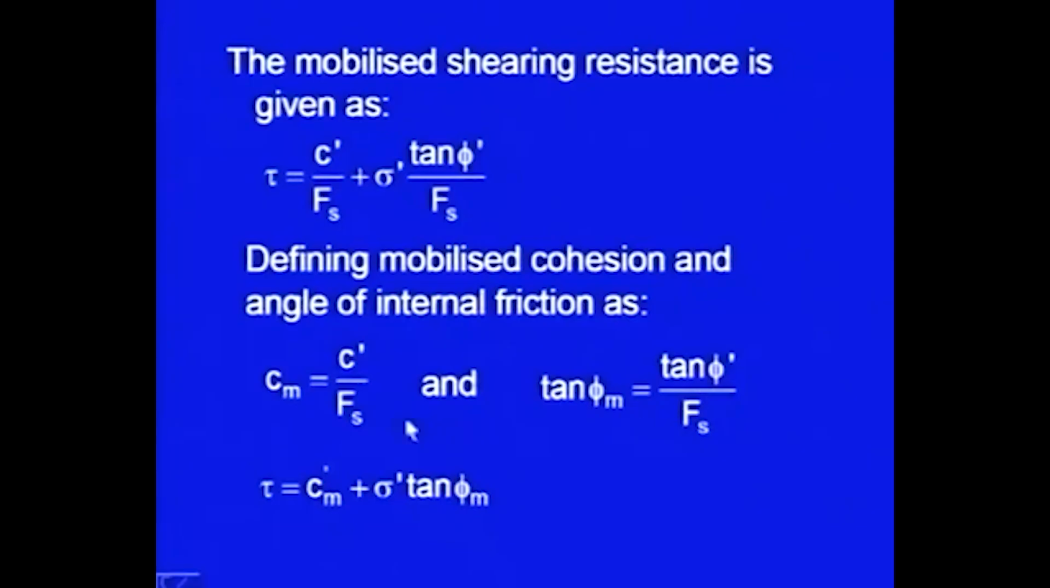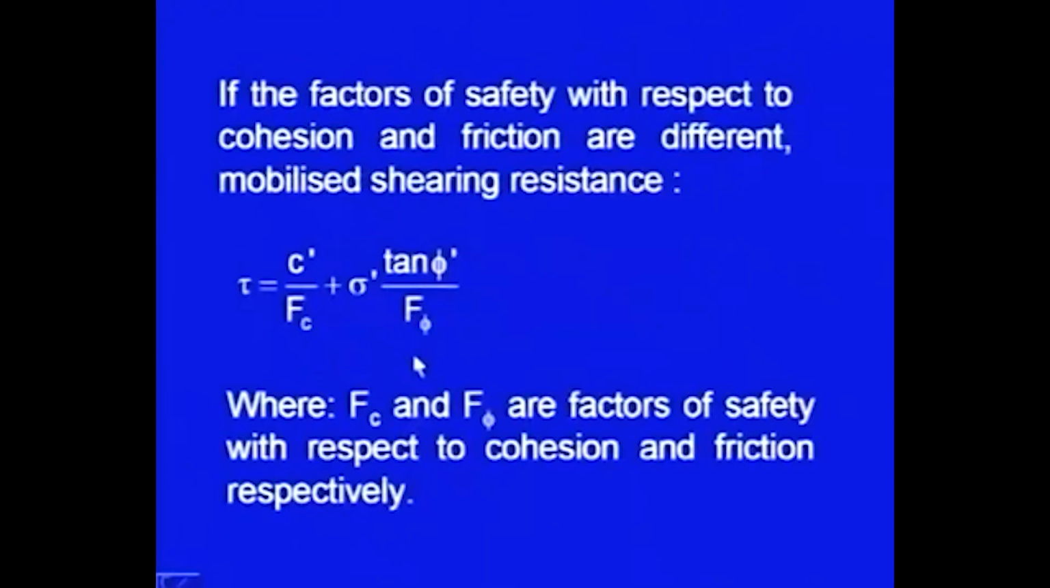So, if I use different values of the factor of safety for cohesion and friction, then tau will be equal to C dash divided by Fc, so this is Cm, plus sigma dash tan phi dash divided by Fphi, so this will become tan of phi m. So, remember Cm will be equal to C dash upon Fc and tan phi m will be equal to tan phi dash upon Fphi, where Fc and Fphi are the factors of safety with respect to cohesion and friction respectively.